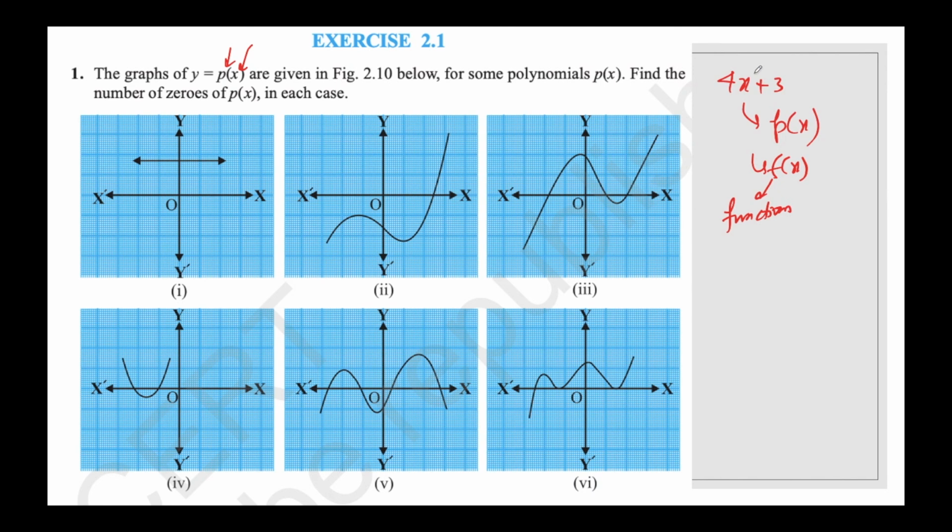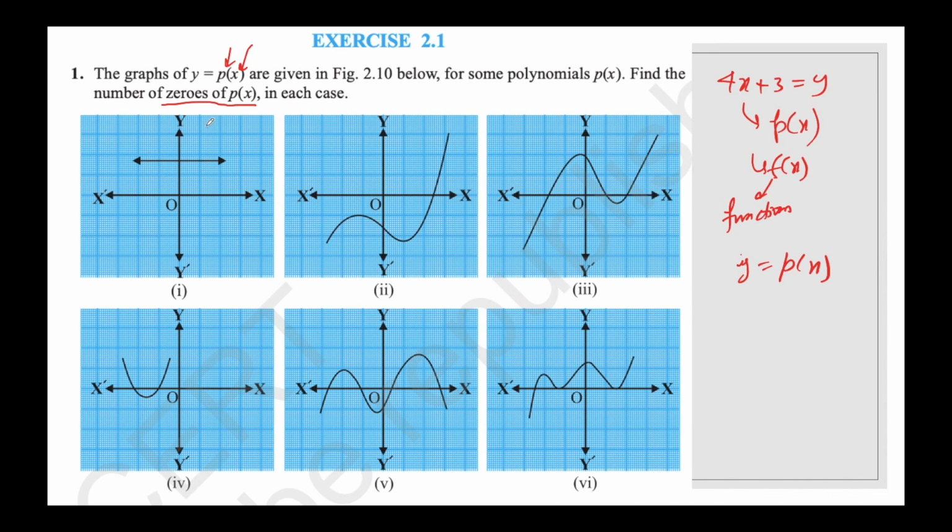Now I said that I can write this as equals to y, so they are just writing it like y equals p(x). Now we know they can do that. So the graphs of y equals p(x) are given in this figure. Alright. For some polynomials p(x), find the number of zeros for p(x). I need to find out how many zeros are present for p(x).